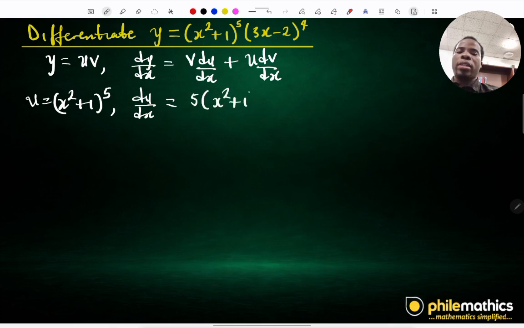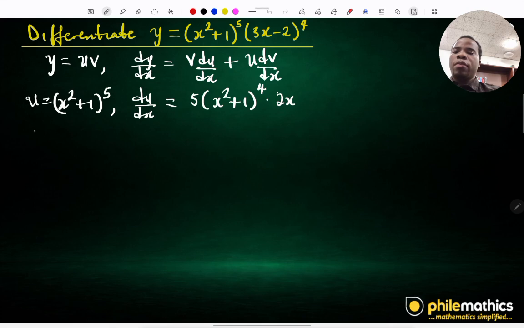(x squared plus 1). From how we differentiate, we subtract 1 from the power. This is 5 minus 1, this is 4. Multiply the derivative of the inner function, which is a quadratic expression. If we differentiate x squared plus 1, we'll have just 2x.